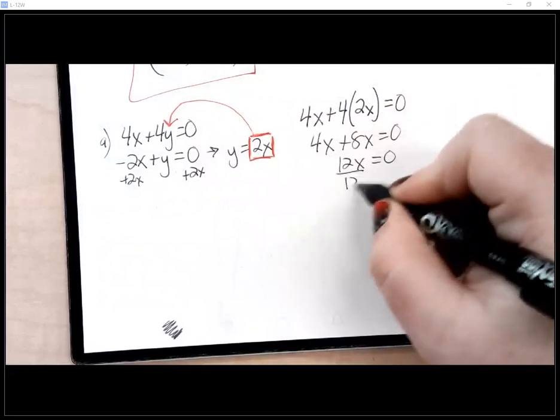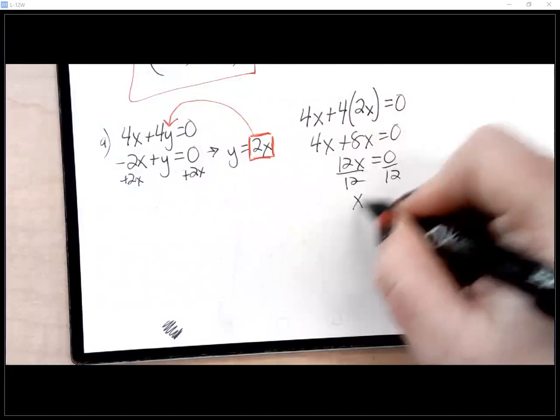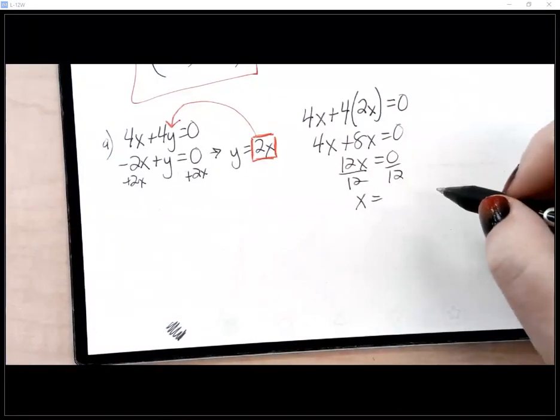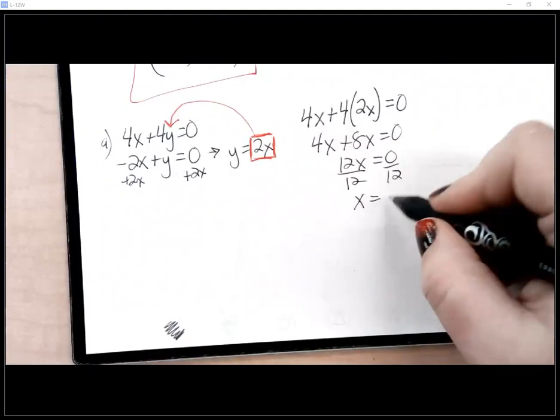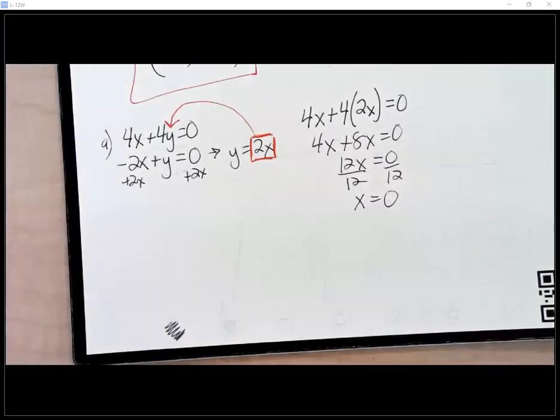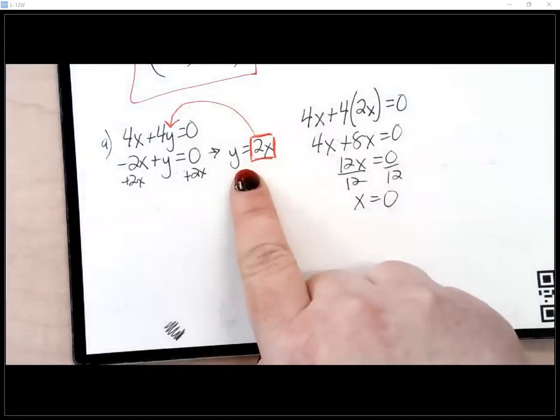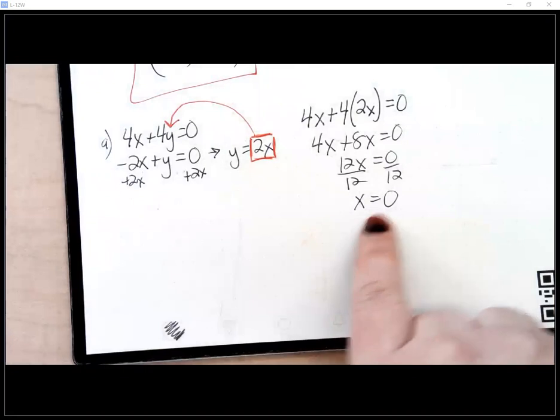What is 0 divided by 12? It's a 0. Don't get nervous. It's a 0. What do I do with that? Well, yes, I take that answer and I plug it back in to the other one to figure out what y is. I know what x is, but now I need to find out what y is.